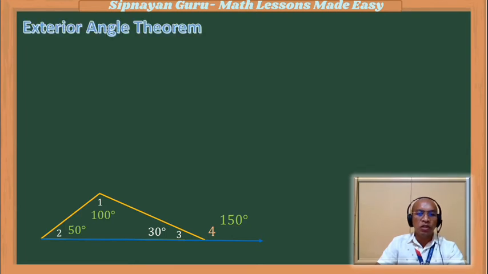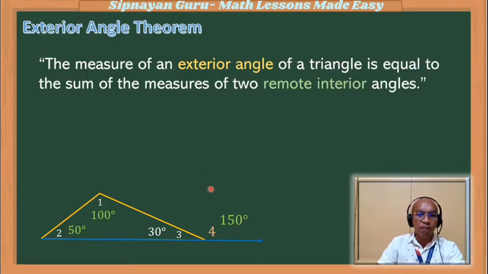From this observation, we can come up with a theorem: the measure of the exterior angle of a triangle is equal to the sum of the measures of the two remote interior angles. So basically, to get the measure of the exterior angle, you just add up the two remote interior angles.